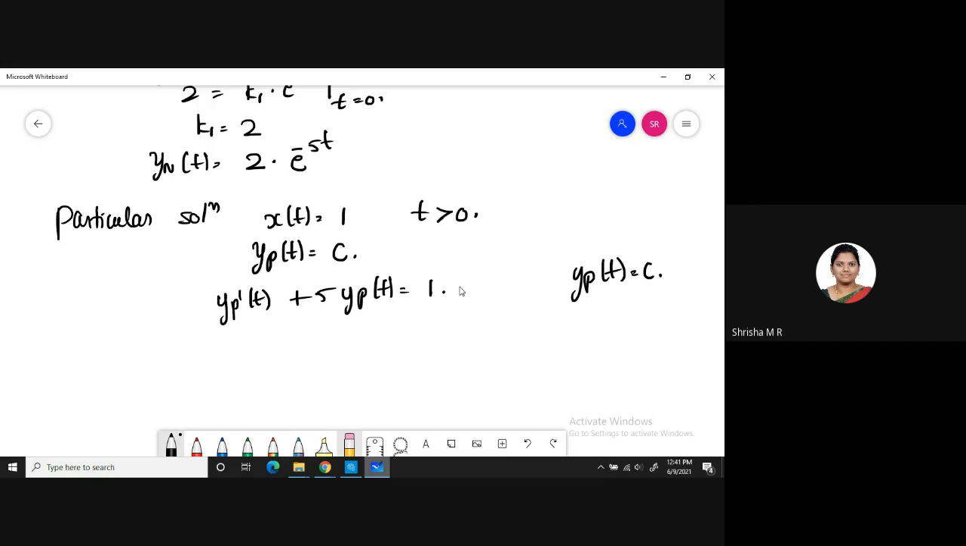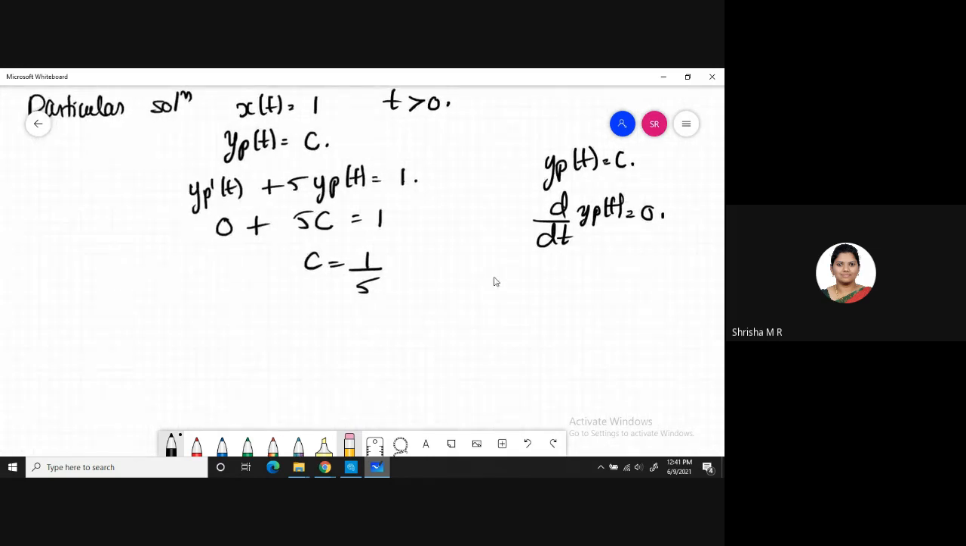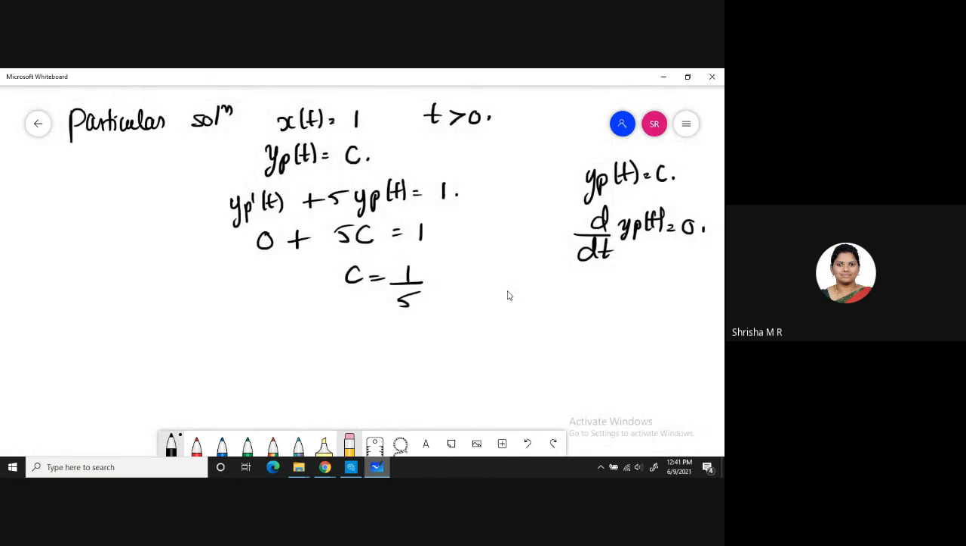The particular solution is some constant c. So what is the first differential of this constant? If you differentiate a constant, what do you get? We get 0, right? 0 plus 5c is equal to 1. So c is equal to 1 by 5. Got it? Because if you differentiate d by dt of yp of t, you get 0, so I substituted that 0 here. So 5c is equal to 1, c is equal to 1 by 5. Got it, everyone? Is it clear?